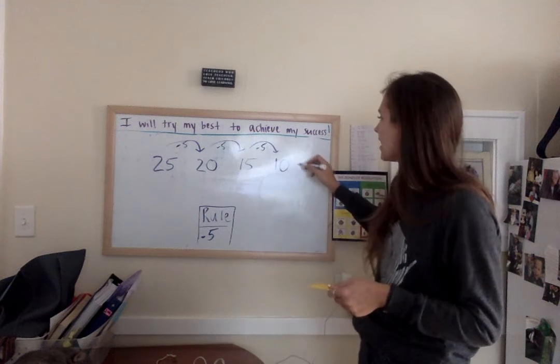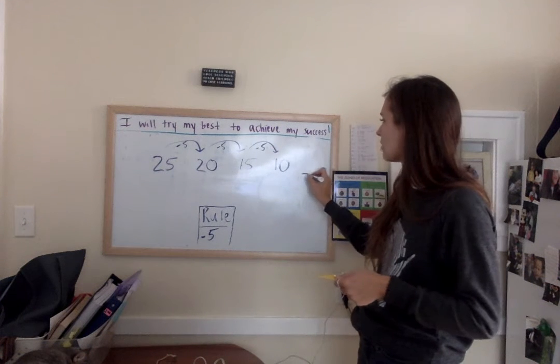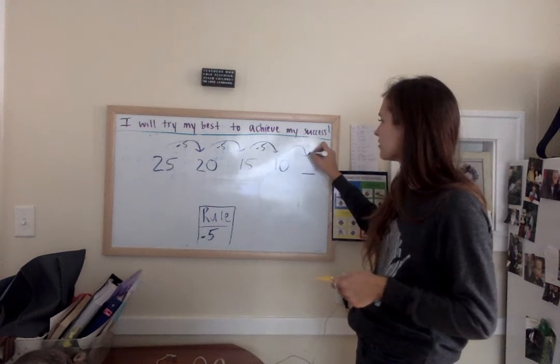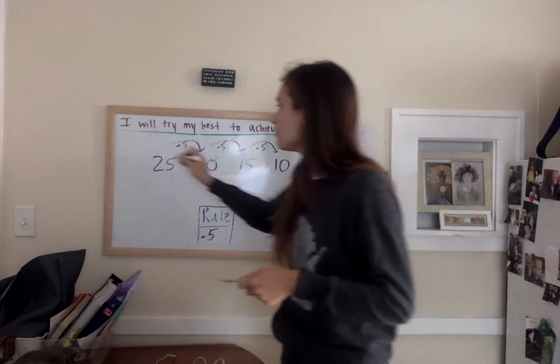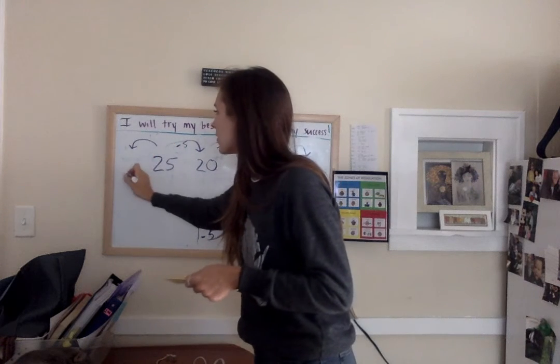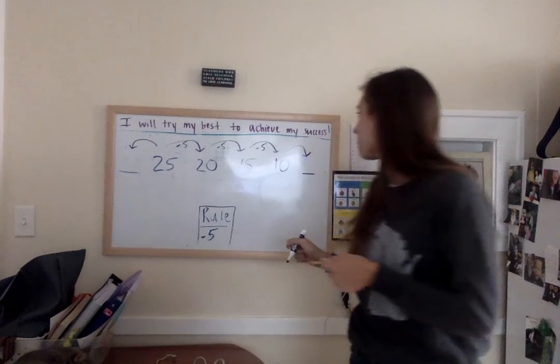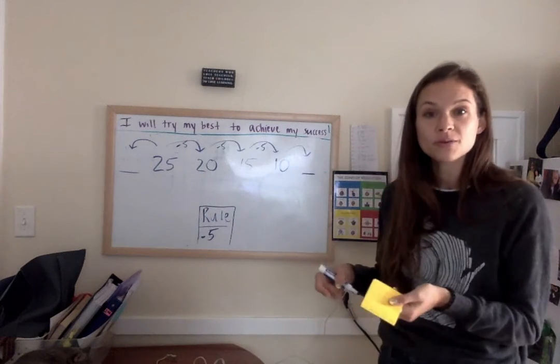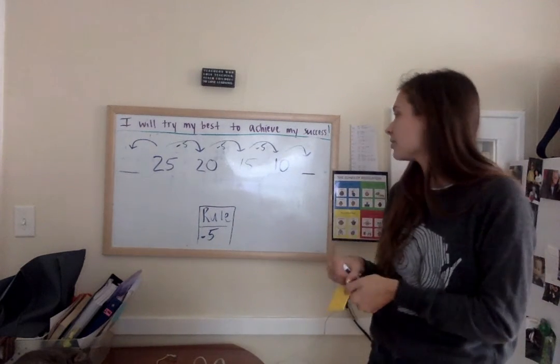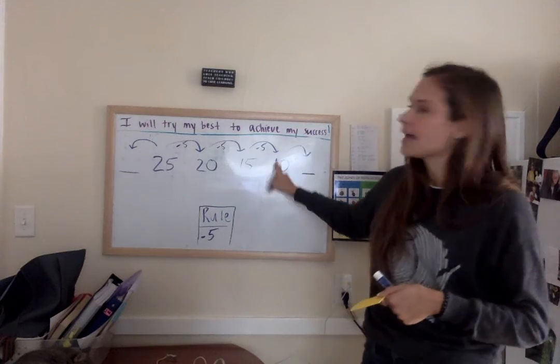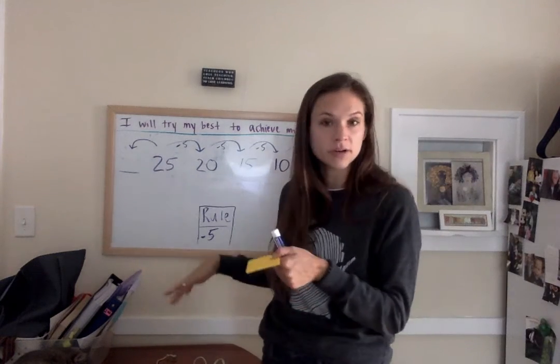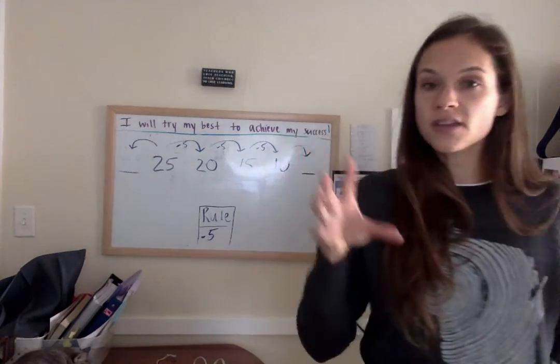Okay, I need you to find which number goes after 10 and which number would come before 25. Use the rule, use what we know to find what number would come after 10 and what number would come before 25. I want you to pause the video and then come back.